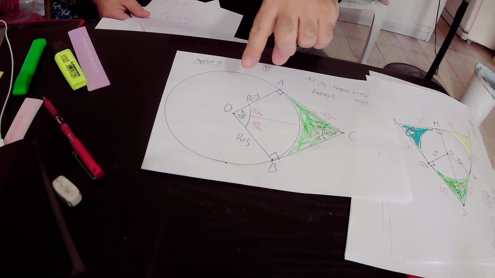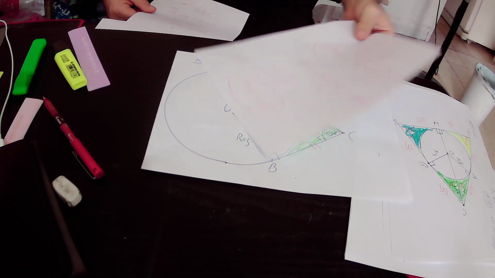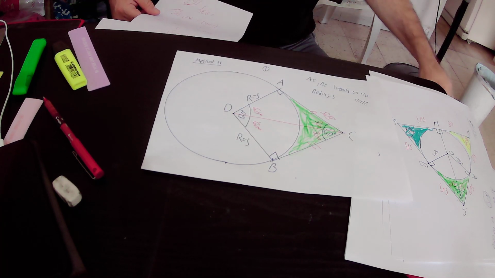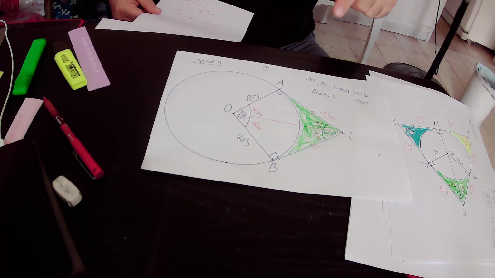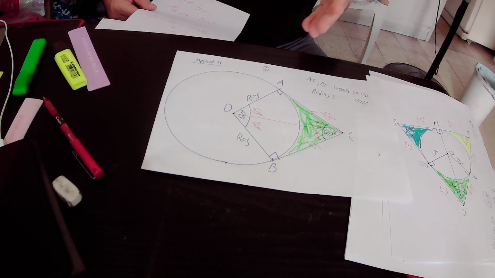We have already found out that AO equals 5 and AC equals 5 times root 3. So the area of triangle ACO equals 25 times root 3 over 2. But because triangle ACO is congruent to triangle BCO, they have the same areas also.